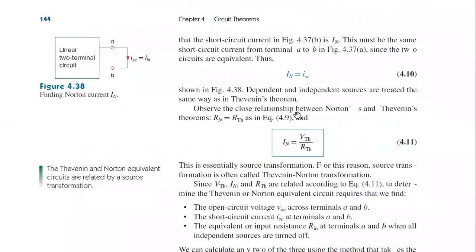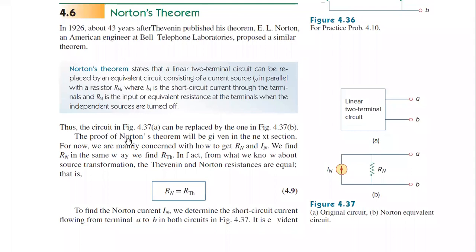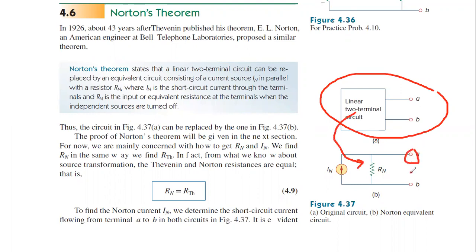Now here, this is the original circuit. This is called the original circuit. I'm converting this original circuit into the Norton equivalent. So the A and B terminals I'm not changing. A and B terminals are fixed.